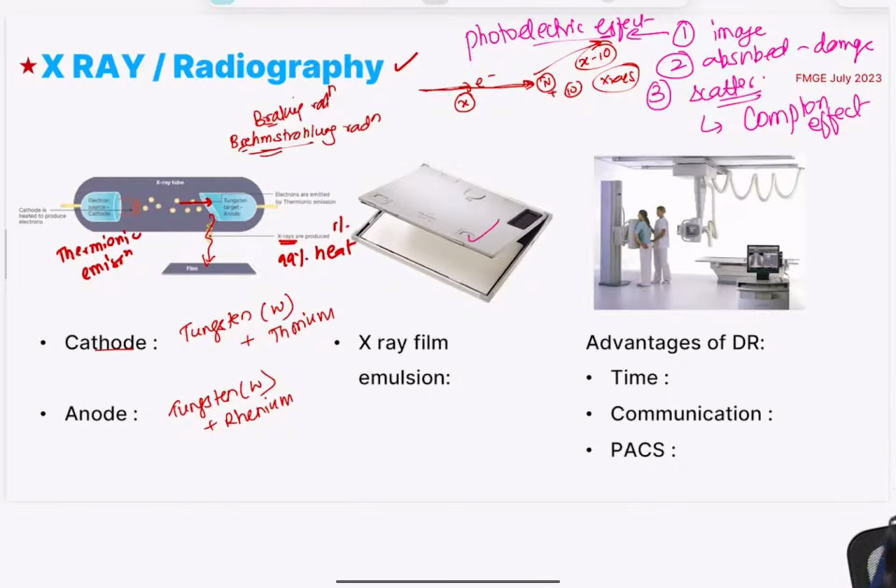Now this is the cassette, which is the X-ray film holder, which holds the X-ray film, right. So this X-ray film that you have, the emulsion which is present, the active component, remember it's a silver halide, maximum being silver bromide, okay. So the silver ions are very important component here, silver halide, silver bromide being the maximum.